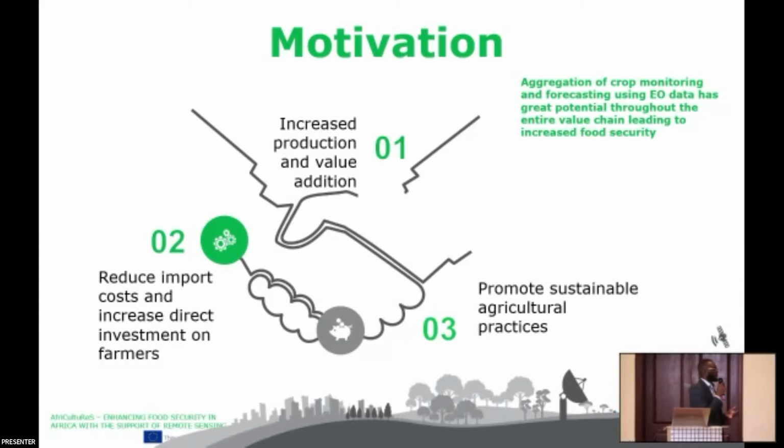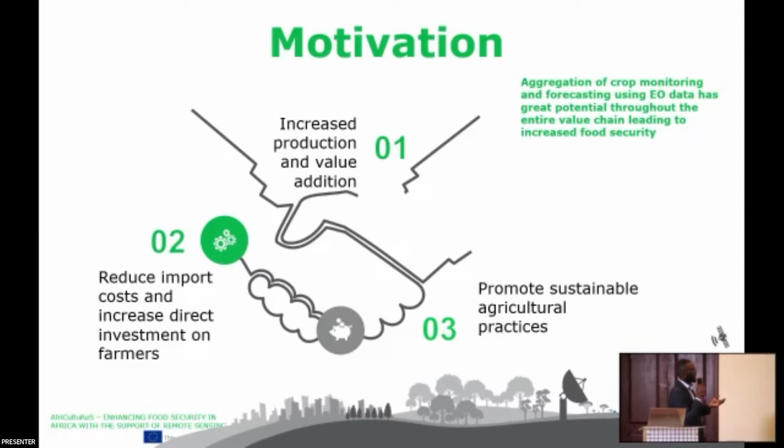The motivation here is really to increase production and also value addition. Once we are improving yields because of this information, we can move to the point where we are doing value addition and making agriculture work in terms of putting money into the pockets of Kenyans and improving income. As they said, we raise it from 465 shillings a day to around 600.